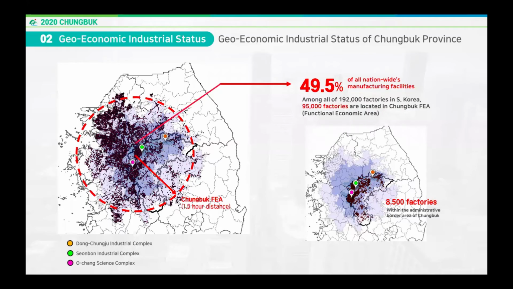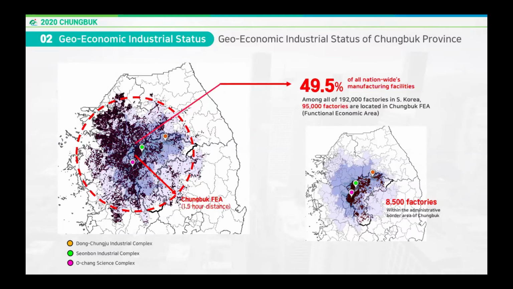On this map of South Korea, you can see all the factories located around Chungbuk Province. All these dots that you see on the map are manufacturing facilities. At CBCM, we are using big data that contains detailed information on factory location, factory size, raw materials, end products, and so on of all factories in South Korea.